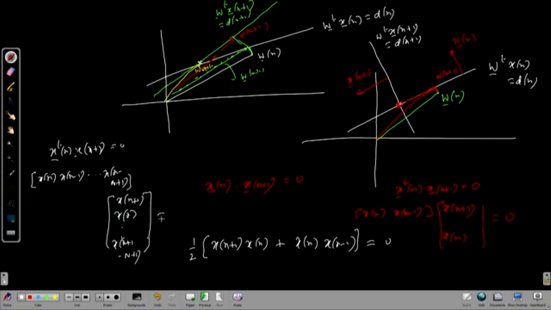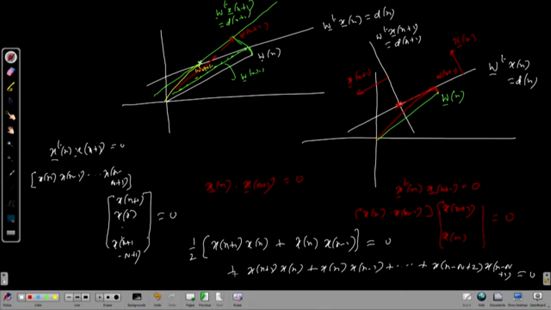Now, if you multiply and this is equal to 0, you will have more terms: x n plus 1 x n, next is x n minus 1, and so on and so forth. Last is x n plus 1 minus n plus 1 and x n. So, n plus 1 minus n plus 1 means n minus capital N plus 2, and it is n minus capital N plus 1 equal to 0.